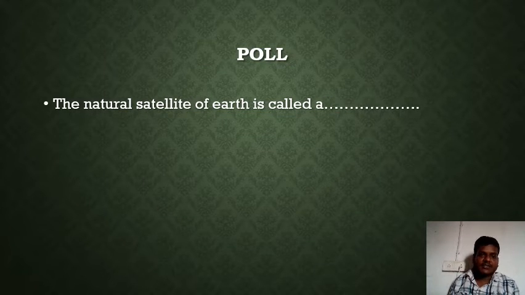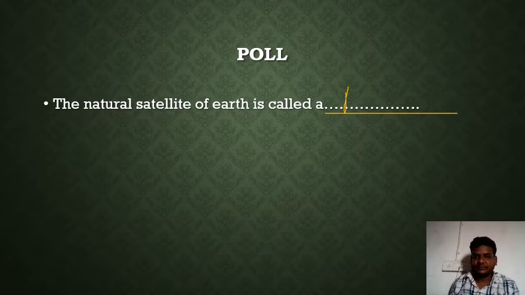Okay, the natural satellite of the Earth is called what? Write your answer in the chat box. We also call it the moon. Yes, got it, students? Any doubt till here?